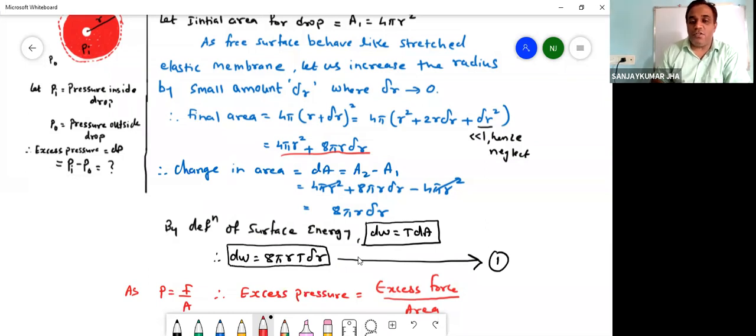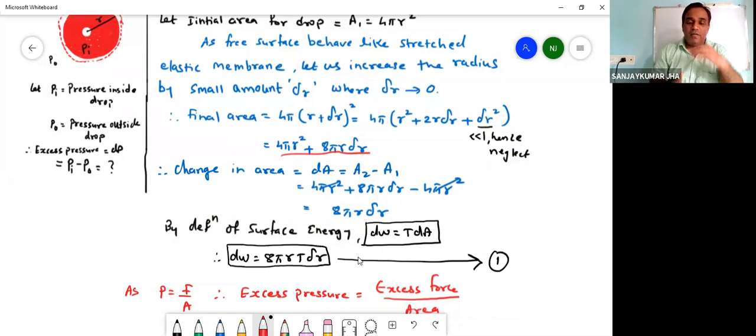By the definition of surface energy, dW is equal to T dA, a simple derivation which we have already derived in our previous lecture. So using this formula, you get dW equal to 8 pi r T delta r. That is our equation number 1. Now students, this is what we get by definition.